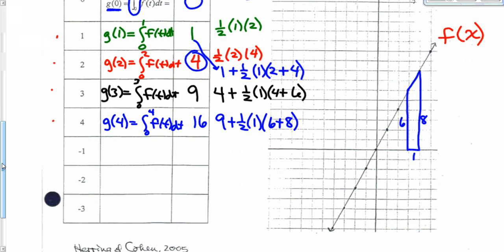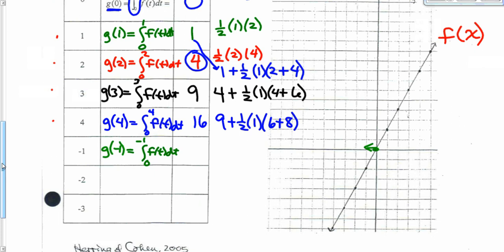g of -1. Okay, let's plug this in. So g of -1 is the definite integral from 0 to -1 of f of t dt. My bottom bound is 0, so I'm starting at 0 and going towards -1, which is going in the negative direction. Erase my trapezoid. And I want to find this area.